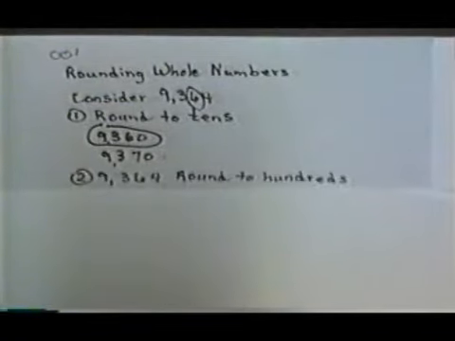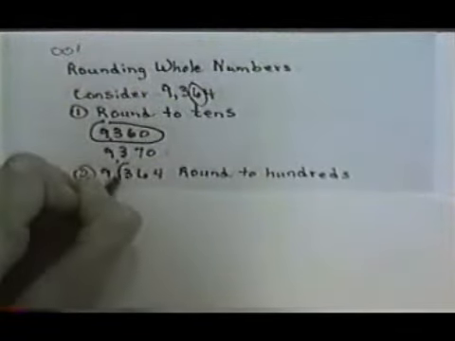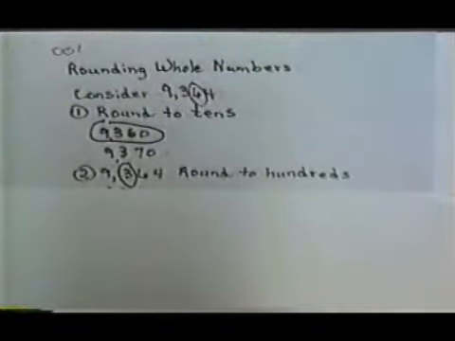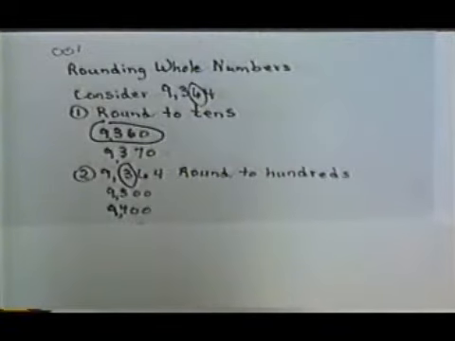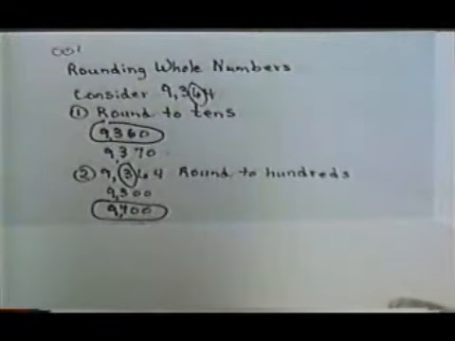Let's look at another one. Let's take the same number, and this time let's round it to hundreds. If we were going to round to hundreds, we'd be concerned about how many hundreds we have. We have 9,364. So we want to decide whether it's closer to 9,300 or whether it's closer to 9,400. Well, we decide that by looking at the 364. 364 is closer to 400 than it is to the 300. So our number would round to 9,400.